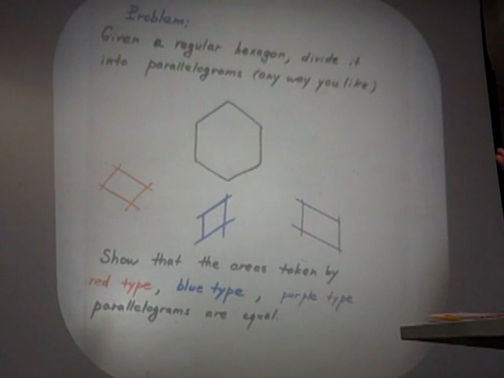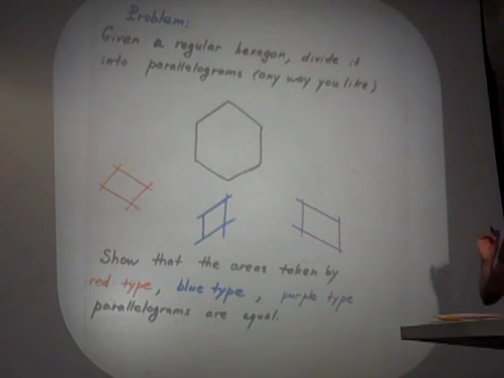So here is another problem which you can think about. I'm not going to give the solution right away. It's not my problem. It's maybe 20, maybe even more years old. Maybe you know it. So there is a regular hexagon divided into parallelograms any way that you like.